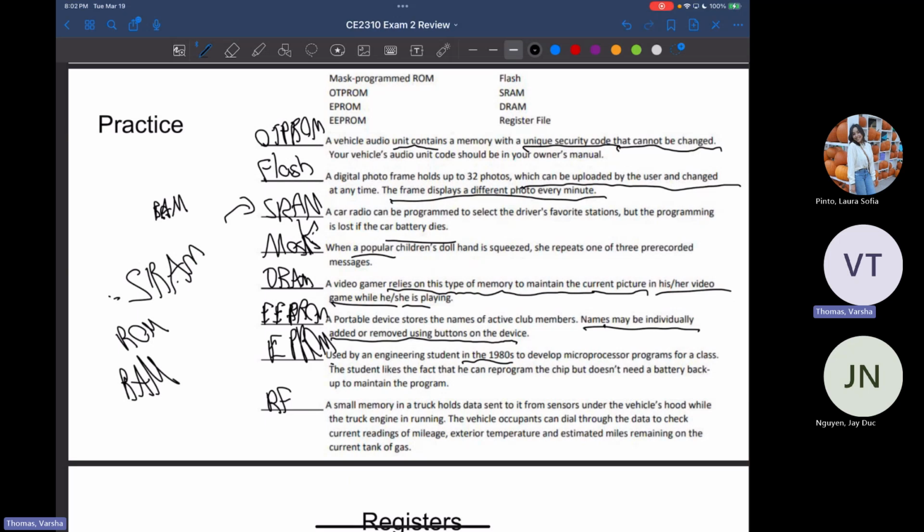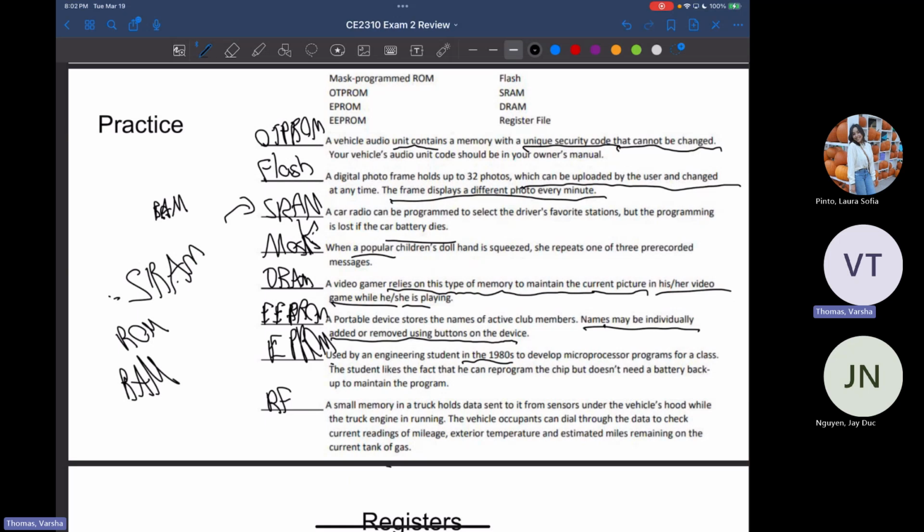It's register file, but we can also look at it and see that it is register file. A small memory in a truck holds data sent to it from sensors under the vehicle's hood while the truck engine is running. The vehicle occupants can dial through the data to check current readings of mileage, exterior temperature, and estimated miles remaining on the current tank of gas.